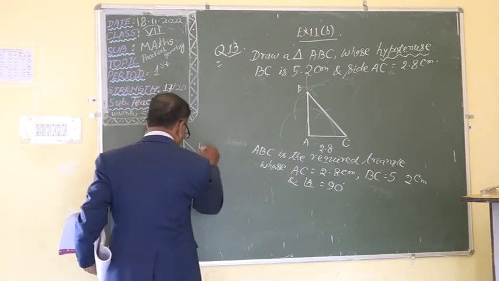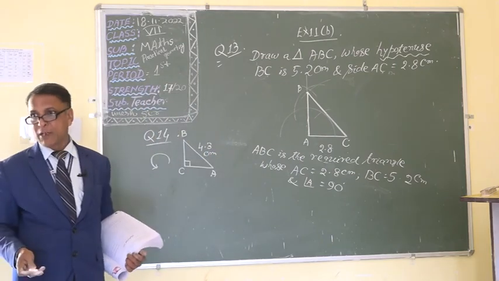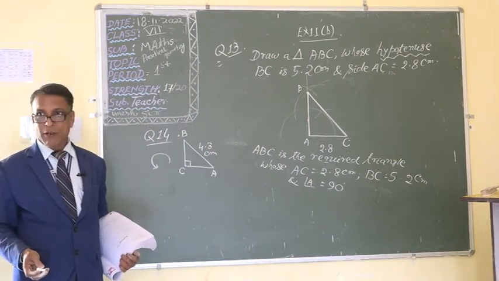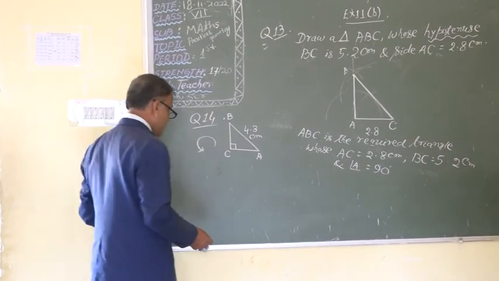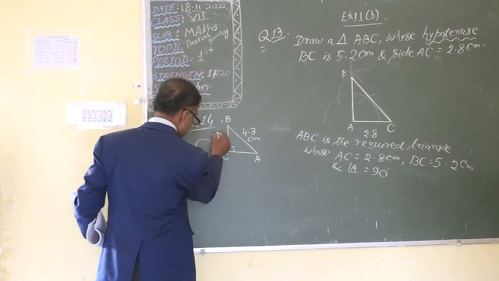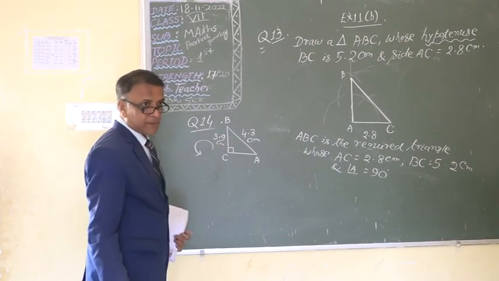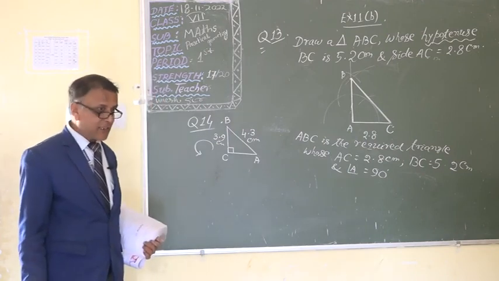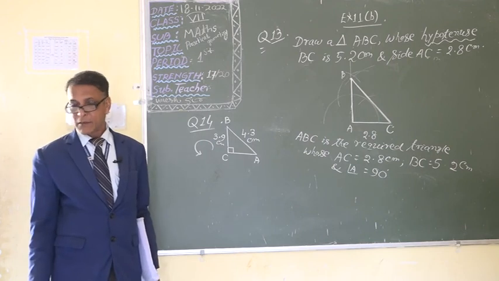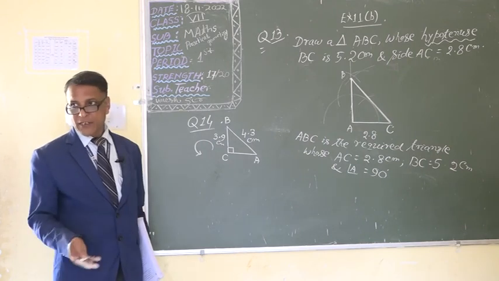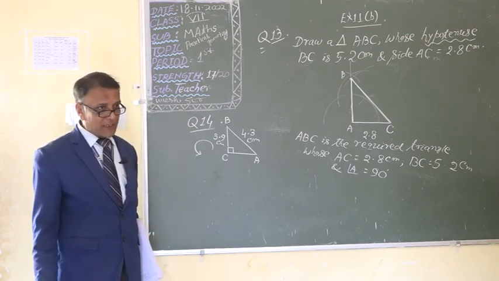That means AB will be the hypotenuse. Yes. And BC is equal to 3.9 centimeter. So which one you will take as the base? BC. BC will be taken as the base. So first you take BC, that is equal to 3.9 centimeter.